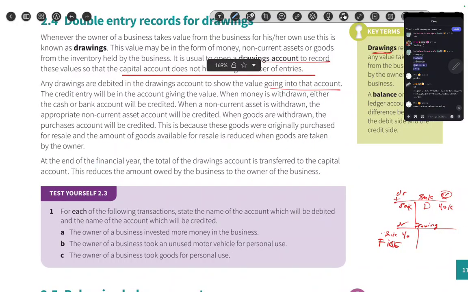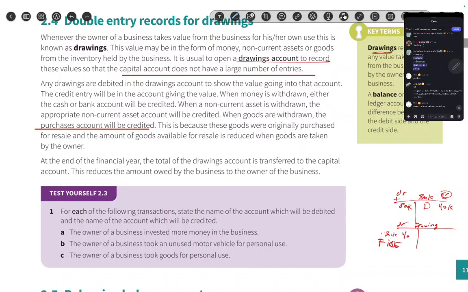And then moving on, when goods are withdrawn, the purchases account will be credited. Now, why not the inventory account? We have an inventory account as well. Why are we touching purchases? This is because these goods were originally purchased for resale. In your purchases account, you only have things that you purchase for resale, okay? You don't have your purchase of fixtures, or your purchase of your Bugatti or whatever. You only have purchases of the goods you buy for resale. Let's just say if you're a supermarket, then in your purchases account, you will only have your normal grocery stuff.